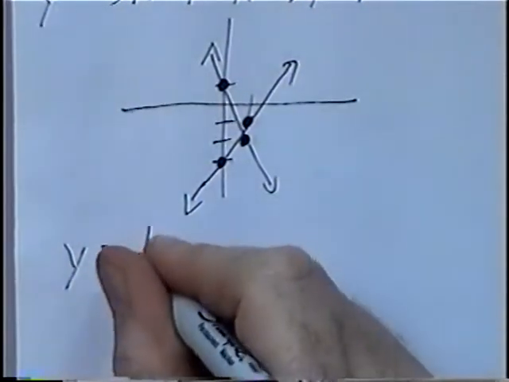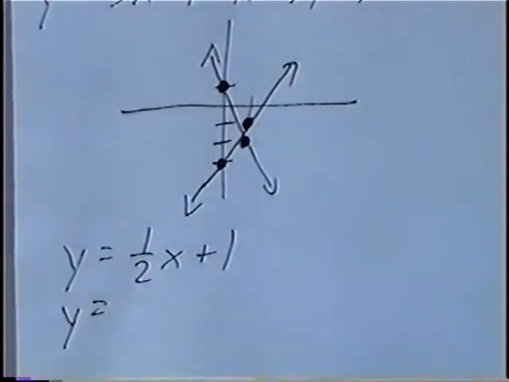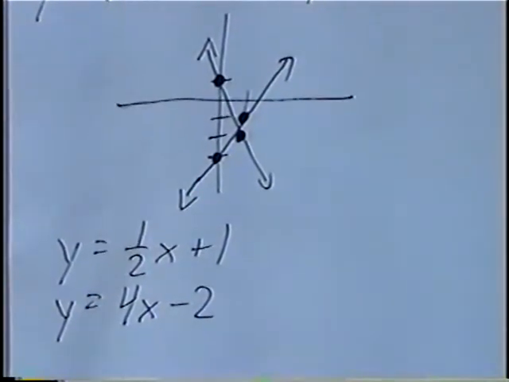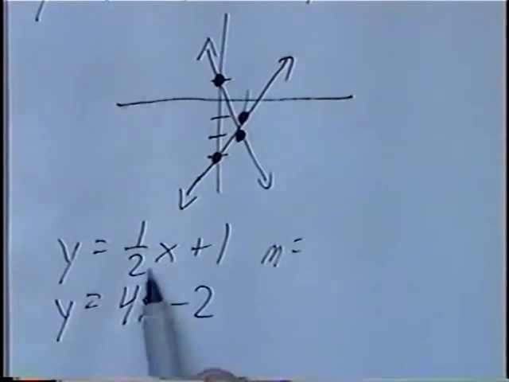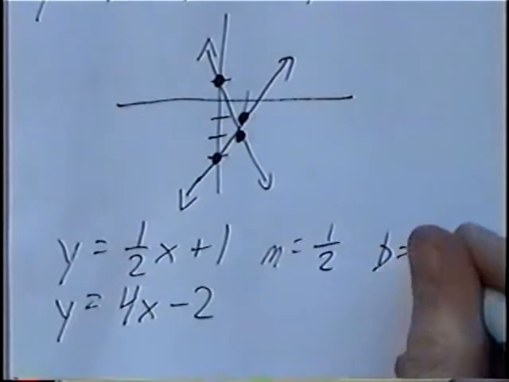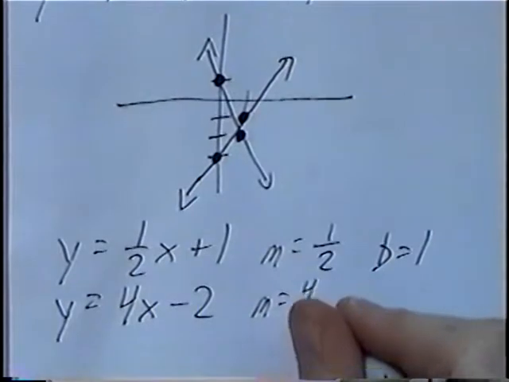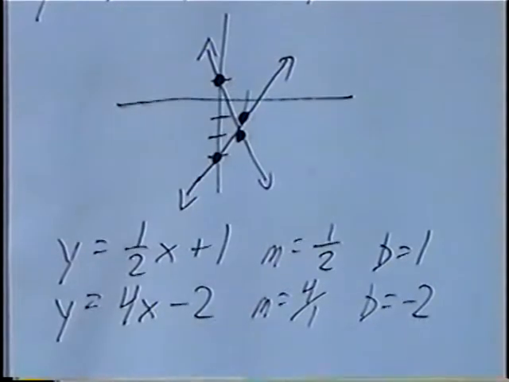Second question and last question for the section. We'll have y equals 1/2 x plus 1. And the second equation, y equals 4x minus 2. Again, the 2 equations, we can find the slope and the intercept. The slope of the first equation is 1/2, and the y-intercept would be 1. Second equation, slope would be 4, or 4 over 1, and the y-intercept would be negative 2.